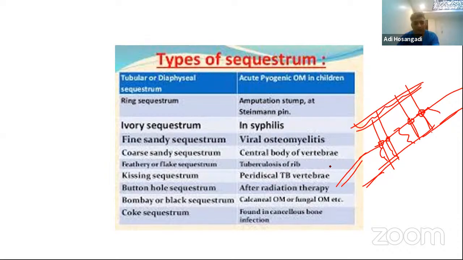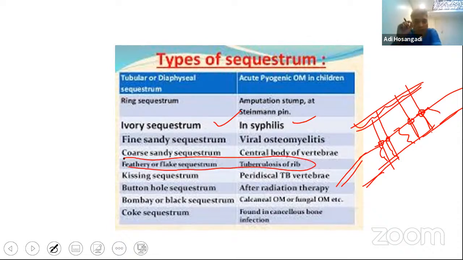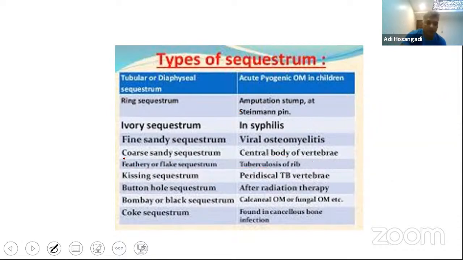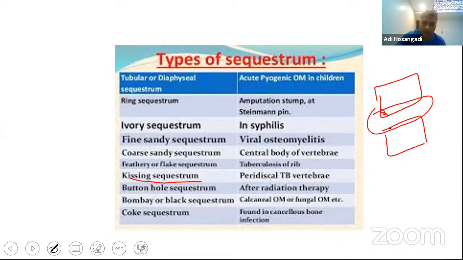Please remember this. Then ivory sequestrum is seen in syphilis. Most importantly, feathery sequestrum or flake sequestrum is seen in tuberculosis of the ribs. As it is, ribs have a very thin cortex, so if that becomes a sequestrum, it is very feather light and looks like a feather. Kissing sequestrum: tuberculosis of the spine starts in the paradiscal space, and there are two corresponding sequestra adjacent to each other. It is seen in paradiscal tuberculosis or even in the knee joint. Kissing lesion is seen in rheumatoid arthritis, but kissing sequestrum is seen in paradiscal tubercular osteomyelitis.